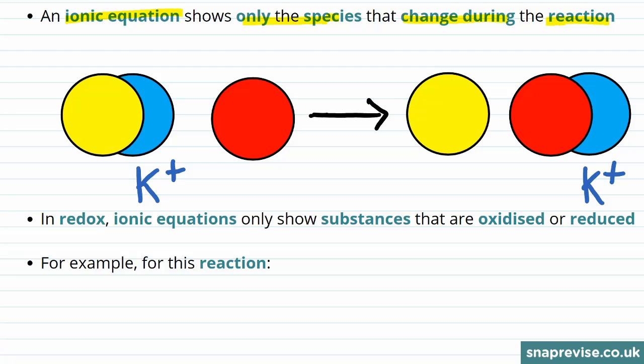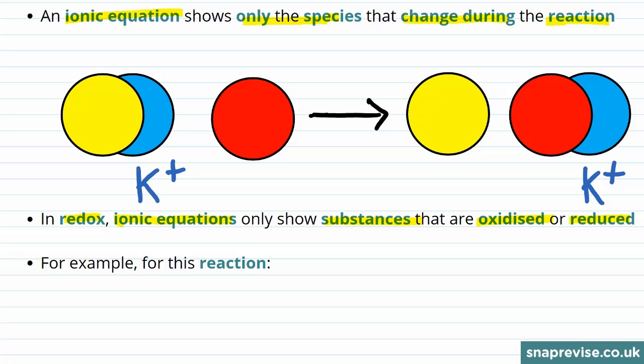And as redox is the loss or gain of electrons, we can see that this potassium cation hasn't been reduced or oxidised, as it has the same number of electrons when the reaction starts as when the reaction finishes. In redox, ionic equations will only show substances that have been oxidised or reduced, and therefore we wouldn't expect this K+ cation to appear in ionic equations for a redox reaction.